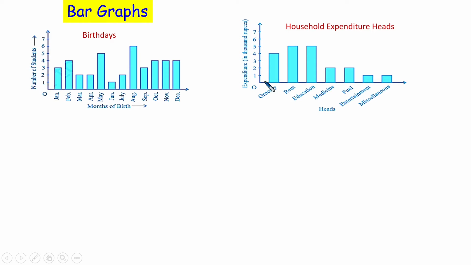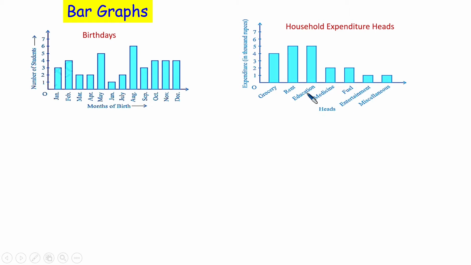Or suppose you have expenditure, and it is randomly taken. Grocery, this is the expenditure in 1,000 rupees, 4,000 rupees. Rent, you have paid 5,000 rupees. So this is how you represent the bar graph. But here you see this bar, here it is systematically arranged, here it is not so systematically arranged. So this is taken very randomly. Medicine could have been here, education could have been. It's not that you take the bigger one first and then the smaller one.